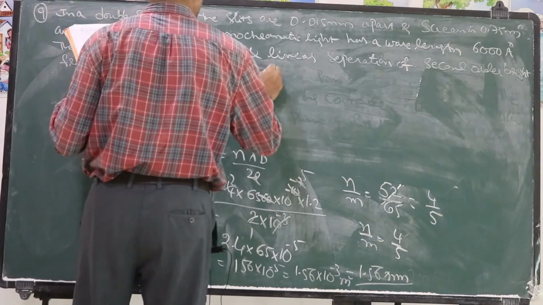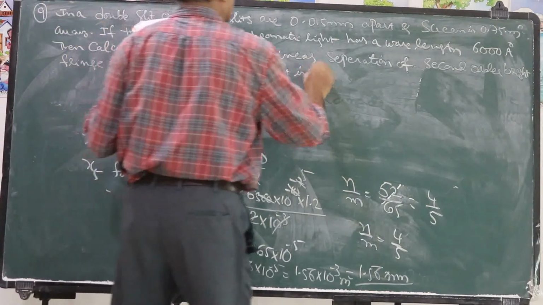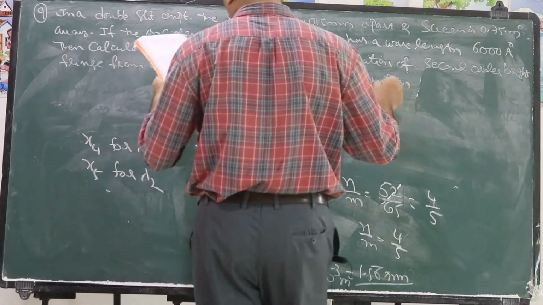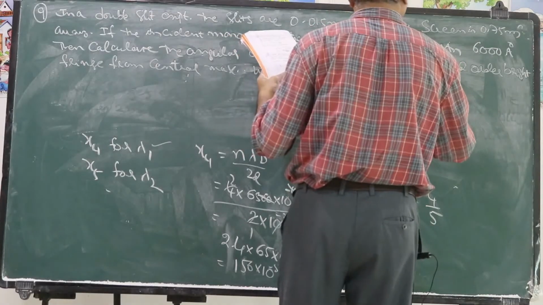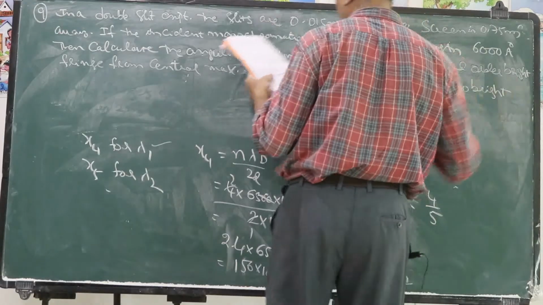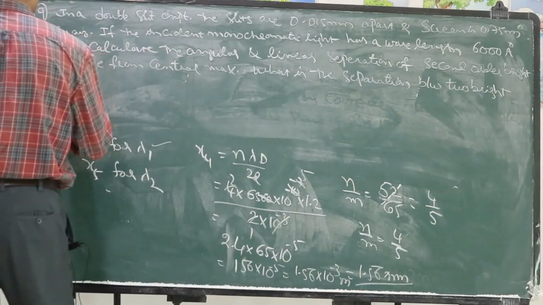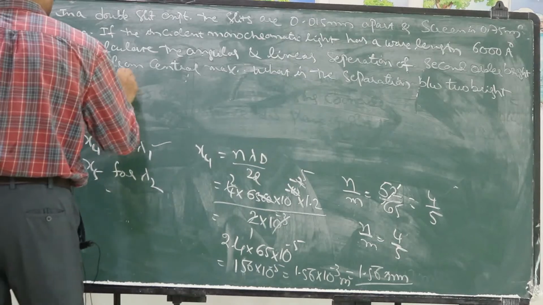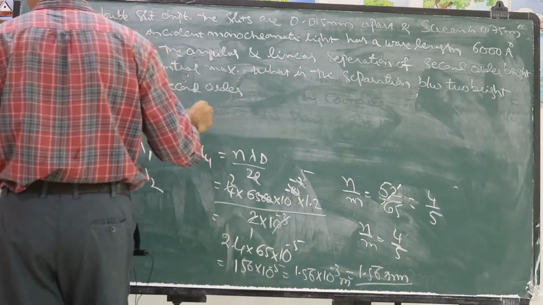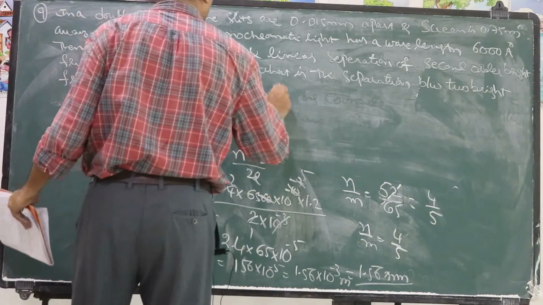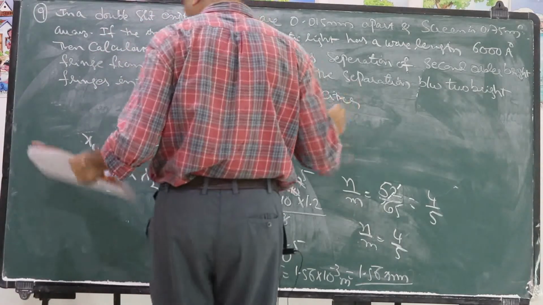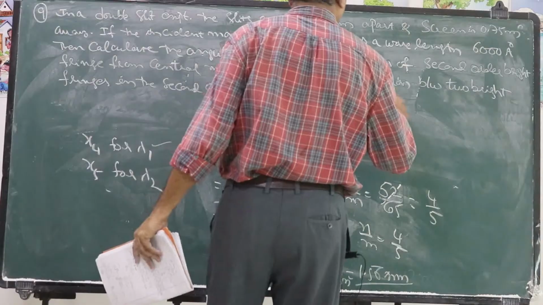Full stop. What is the separation between the two bright fringes in the second order lying on either side of central maximum?